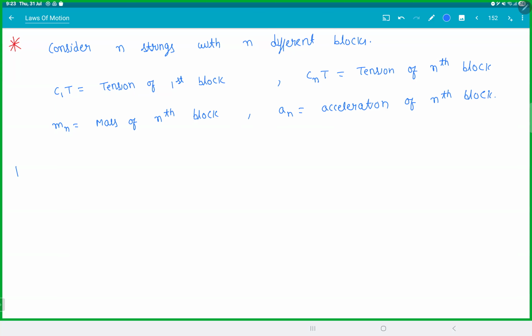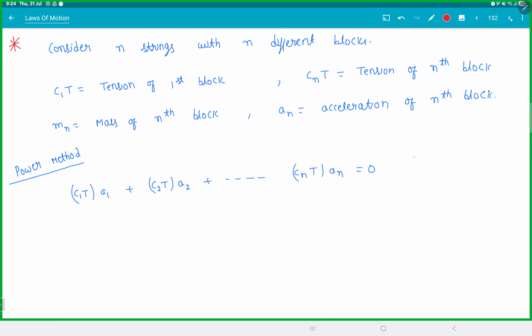Then we use our power method for the constraint equation, or your virtual work method, whatever you want to call it. What does the virtual work method say? Tension into acceleration, the sum of the products, should be 0. So C1 into T, tension into acceleration, plus C2 into T, the tension in the second block, into its acceleration, and so on, Cn into T into acceleration, must be 0.